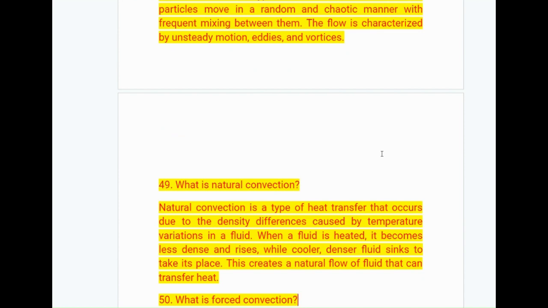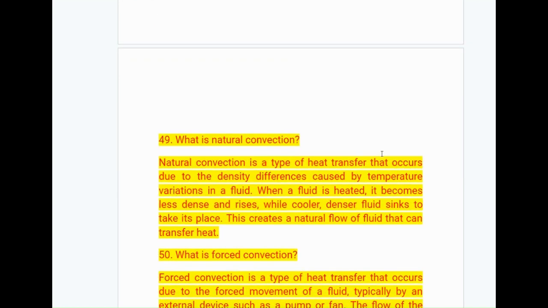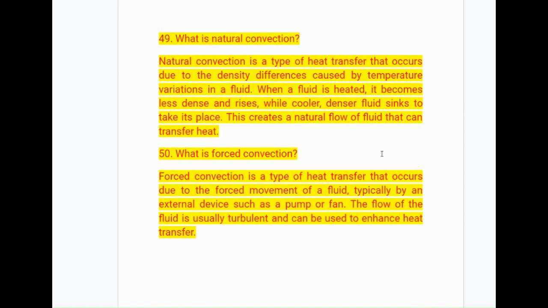49. What is natural convection? Natural convection is a type of heat transfer that occurs due to the density differences caused by temperature variations in a fluid. When a fluid is heated, it becomes less dense and rises, while cooler, denser fluid sinks to take its place. This creates a natural flow of fluid that can transfer heat.